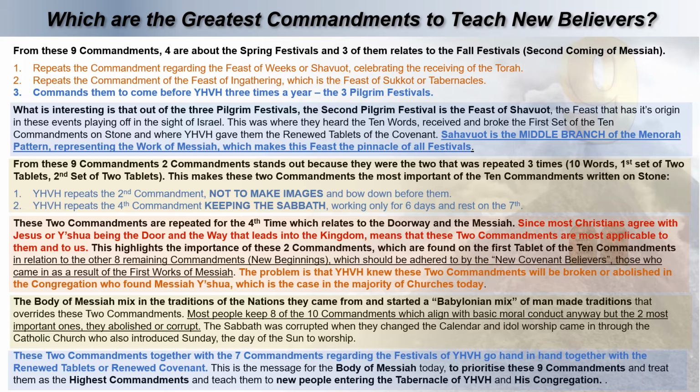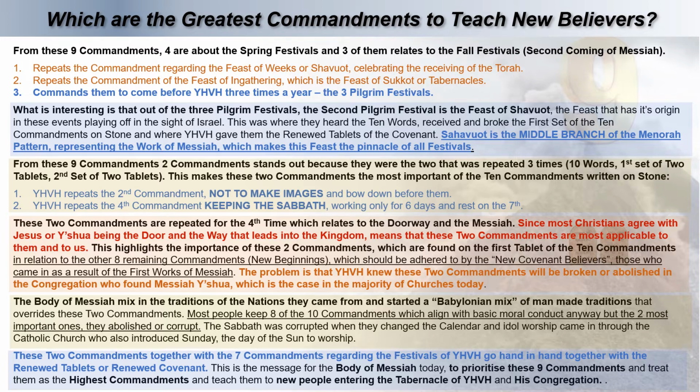Now when we look at the 9 commandments, 4 of the 7 are about the spring festivals, and 3 of the 7 are about the fall festivals, which is the first coming and second coming of Messiah. And this highlights the prophetic picture of the work of Messiah through the Moedim, as well as the themes of the spring festivals and the fall festivals, the first coming and the second coming of Mashiach, that will bring people back into unity in love of the Father and assembling together.